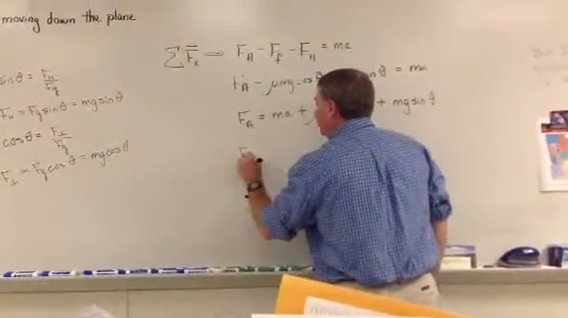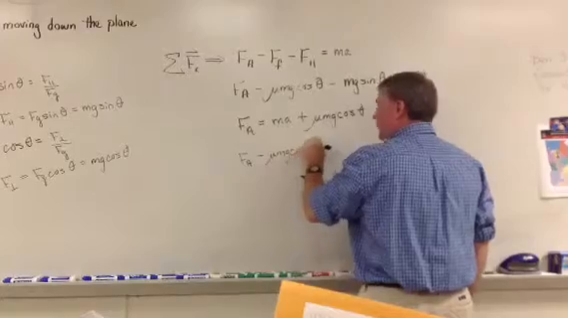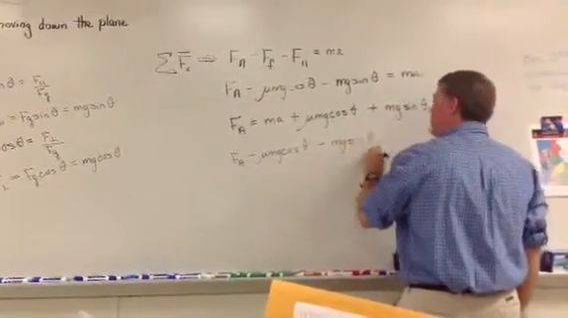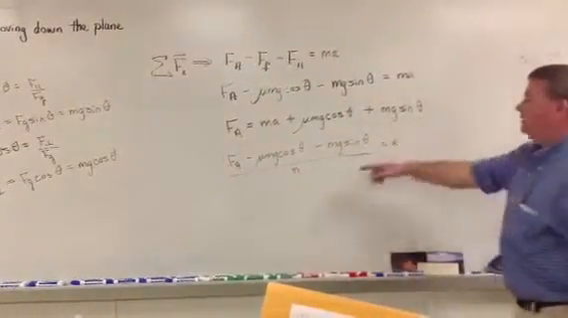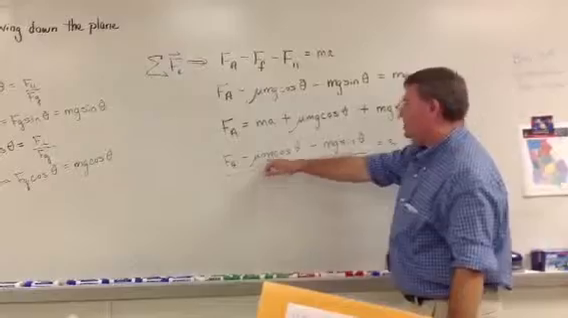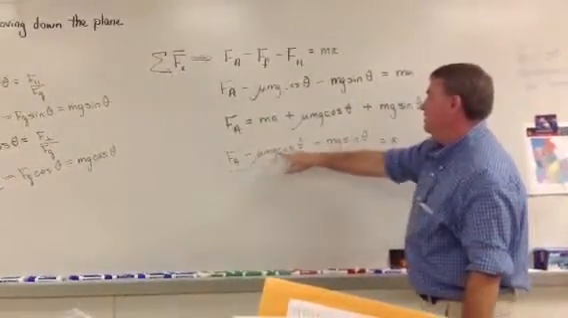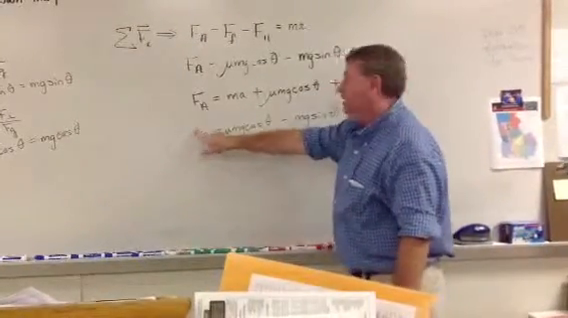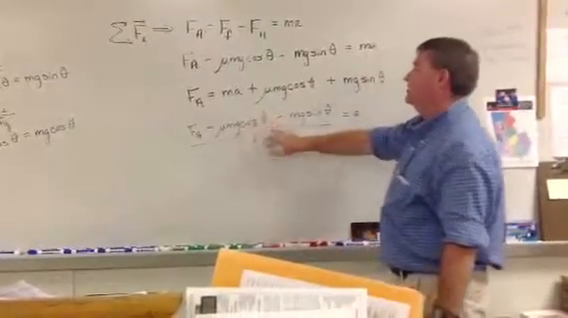Force applied minus mu mg cosine theta minus mg sine theta, divided by mass, is equal to acceleration. And I'm showing this again because from the last video, you can't divide out the masses even though they're in these terms because there's not a mass in the force term. So if it's not in every single term, you can't divide it out. You have to leave it as is and just plug in your numbers.